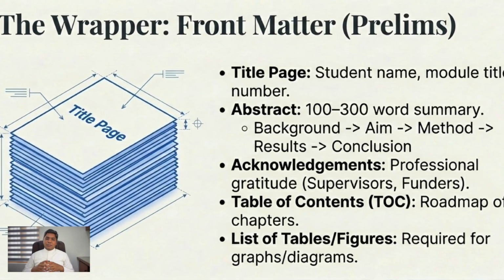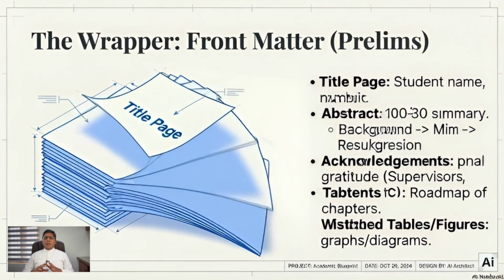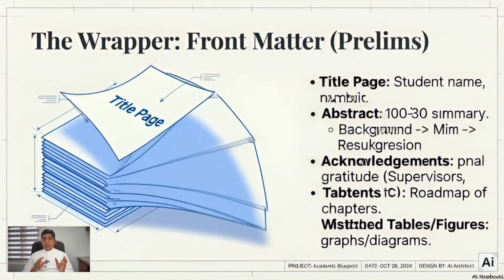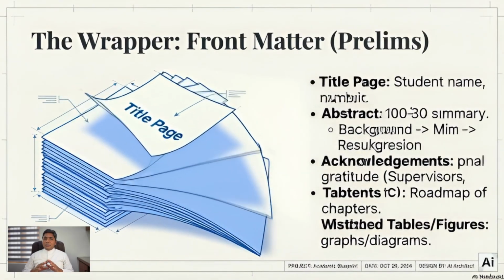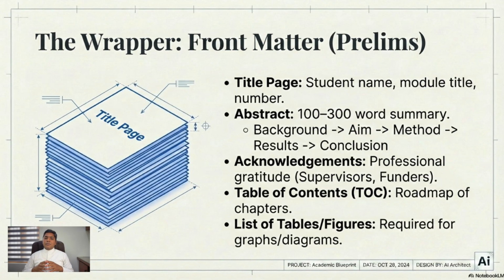First, the title page. This is straightforward. It shows your name, the title of your dissertation, your program or module, your institution, and the submission date, etc. Follow your institution's specific format requirements carefully when you're writing the title page.